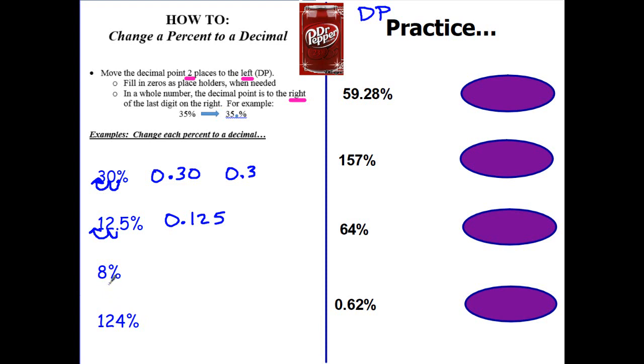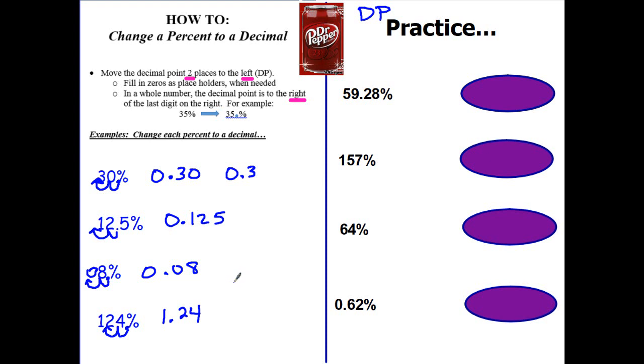8%, it's a whole number. The invisible decimal point is behind the 8. Once you place it, then move it 1, 2 places to the left, and you'll see that we have an empty place value here, so we put in a 0. So the answer would be 8 hundredths. 124%, again, it's a whole number. Find that invisible decimal point, move it 1, 2 places to the left, and we get 1 and 24 hundredths, which makes sense because our percent is greater than 100%, so you know you're going to have a whole number in your decimal answer.